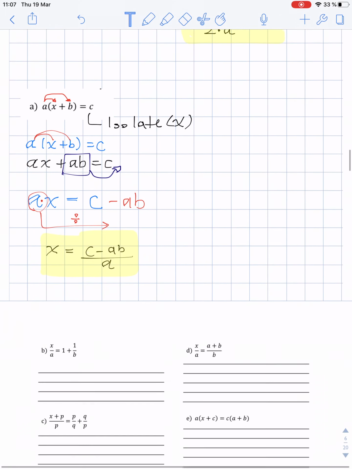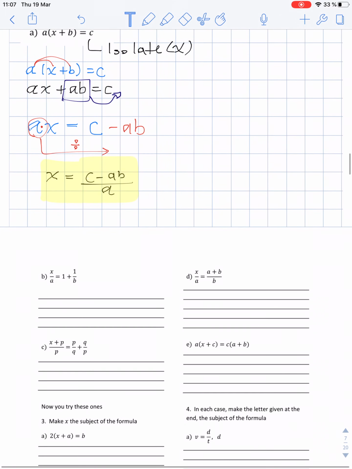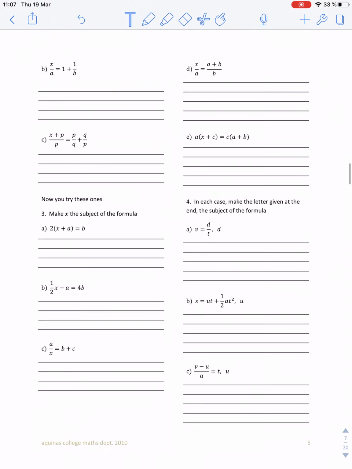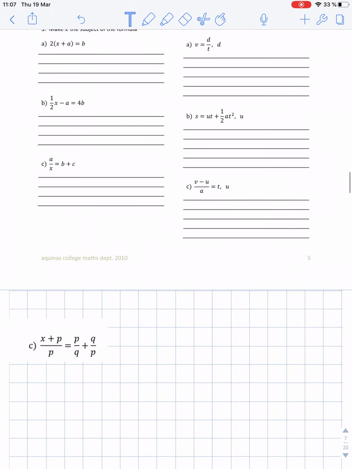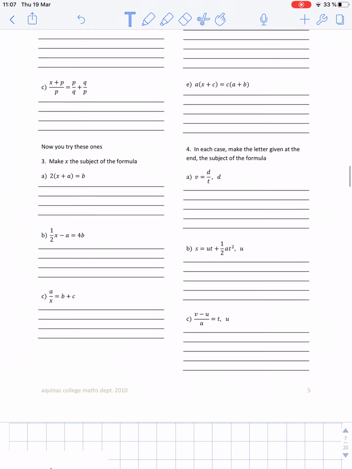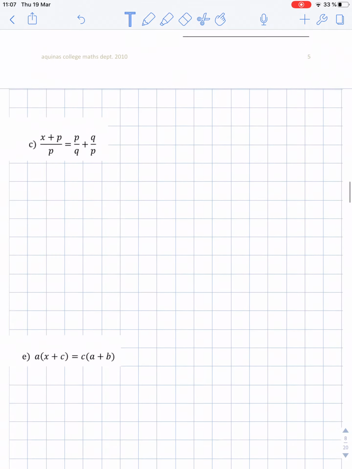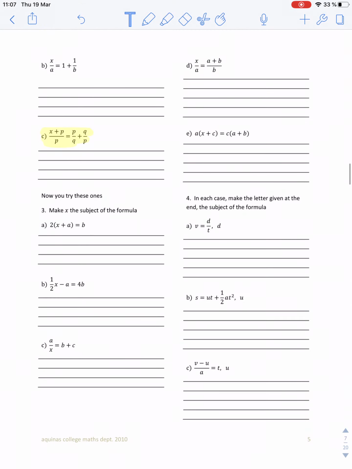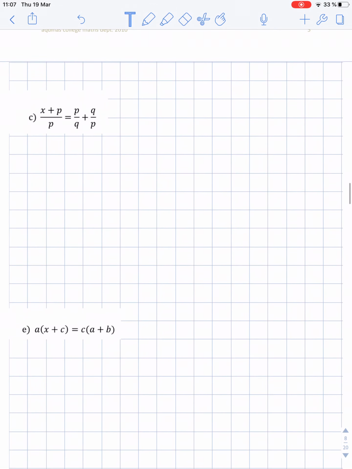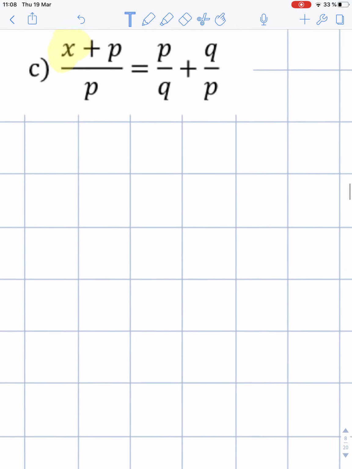Now, if you see, this topic is only moving the variables and applying inverse operations. Finally, just to give you an idea of the fractions, I'm going to solve the point C, that is this one, and the point E, that is a double expansion. Okay, for this one, when you have fractions, we need to isolate x.